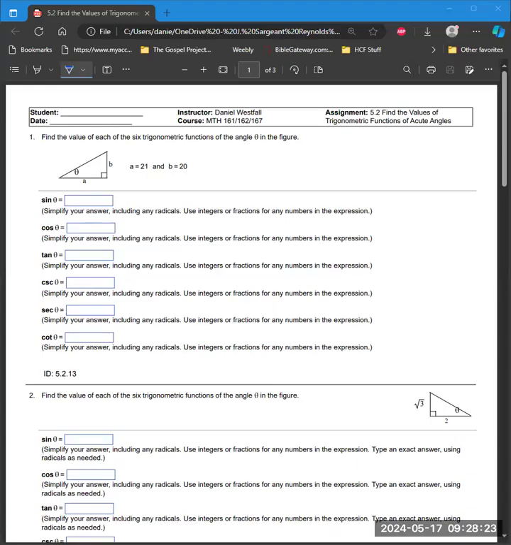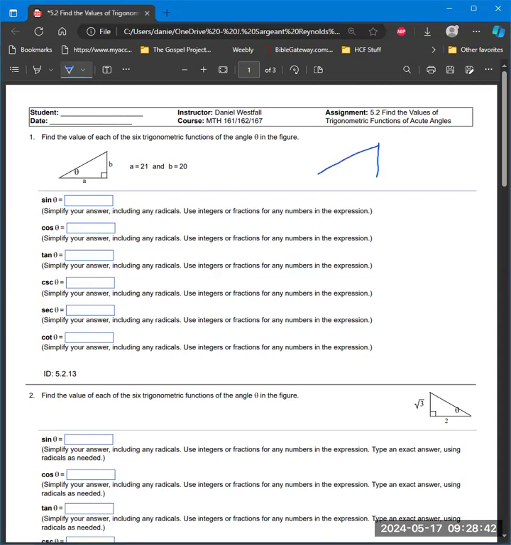In this video, we're going to find the values of trigonometric functions of acute angles. So let's find the values of each of the 6 trigonometric functions of the angle theta in the figure. Let's start by using the Pythagorean theorem to find the missing side of our right triangle.